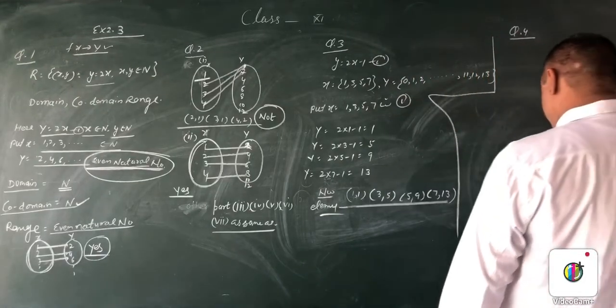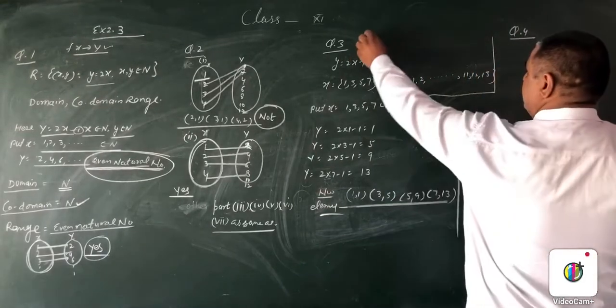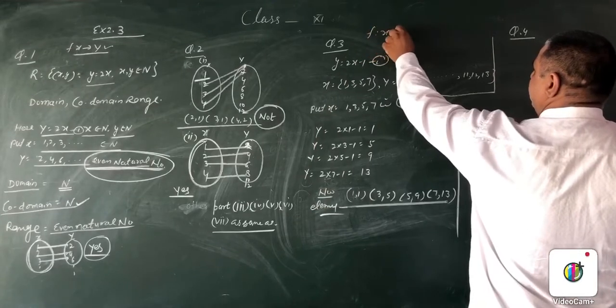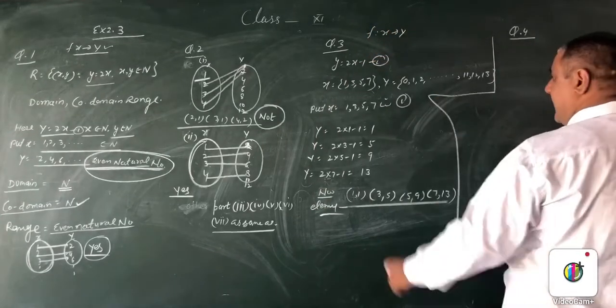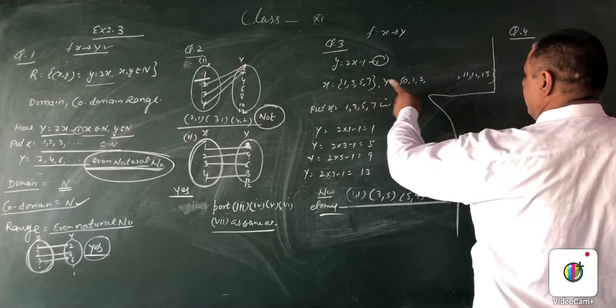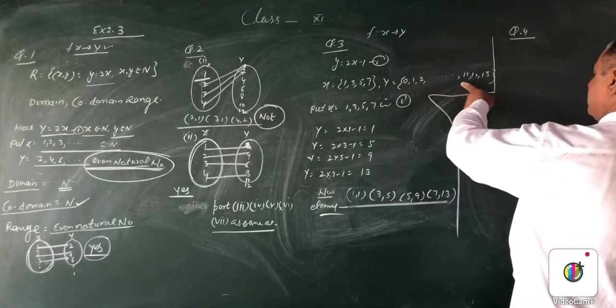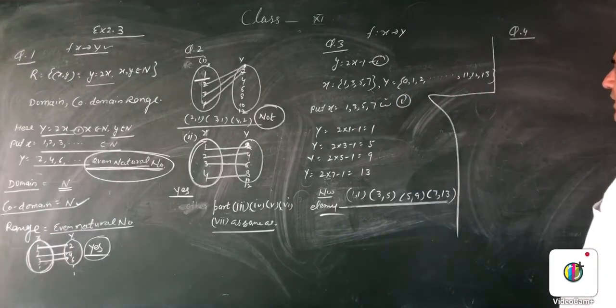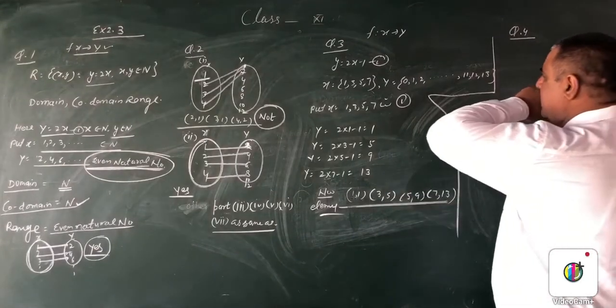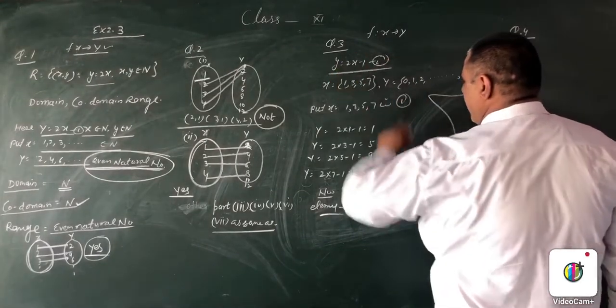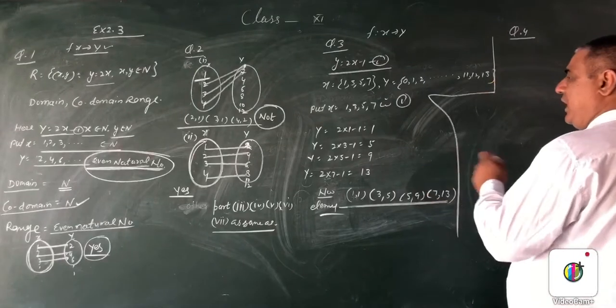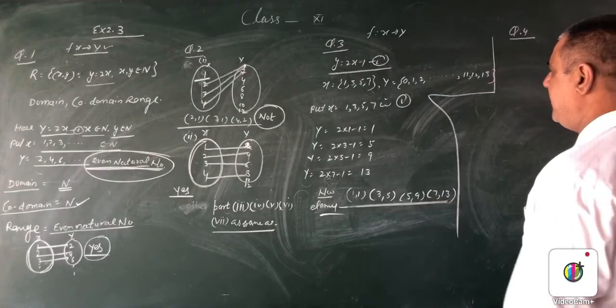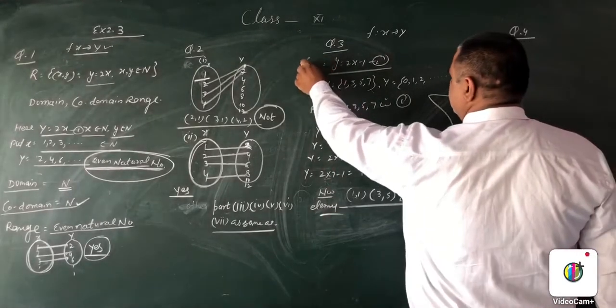In question number three, it says that a function maps x to y such that x is equal to 1, 3, 5, 7 and y is equal to 0, 1, 2, 3 up to 13. Now the relation is y is equal to 2x minus 1. Find all the elements of this function, that is, the f of x function.